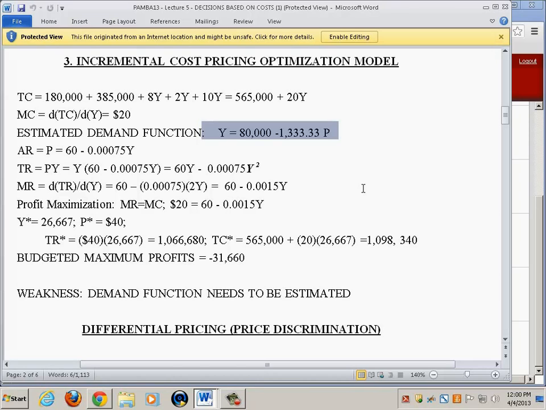So this is why, in most cases, however theoretically attractive this optimization pricing model is, it's not used, and the cost plus and the target price, target costing methods are the ones that are used most of the time.